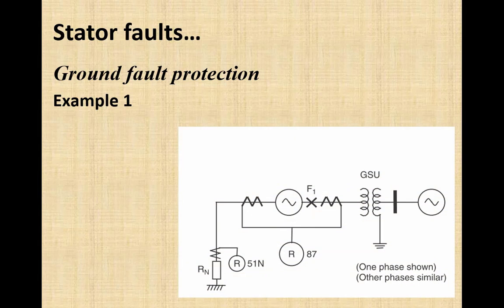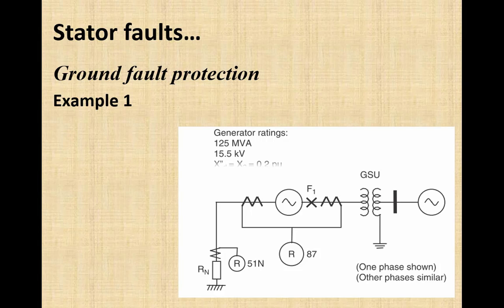For this example, we have taken this generator, and the fault is at this location inside the zone of the differential relay that we are using for the stator phase fault. And here in the neutral circuit, we have shown a resistance Rn to limit the fault current, and added a CT and its connected relay in the neutral circuit to detect the ground fault.